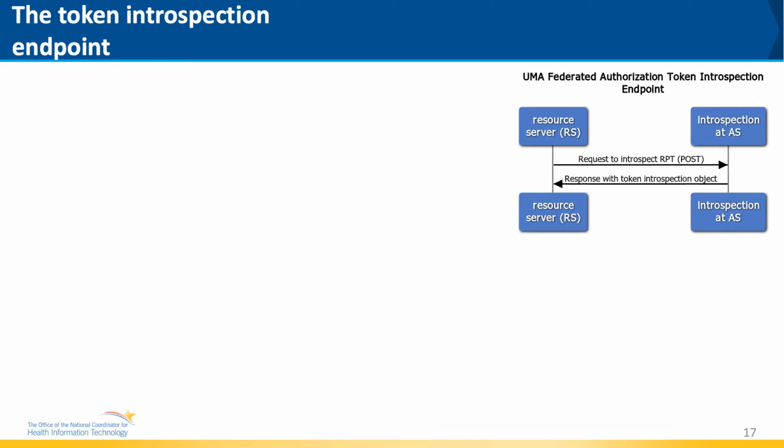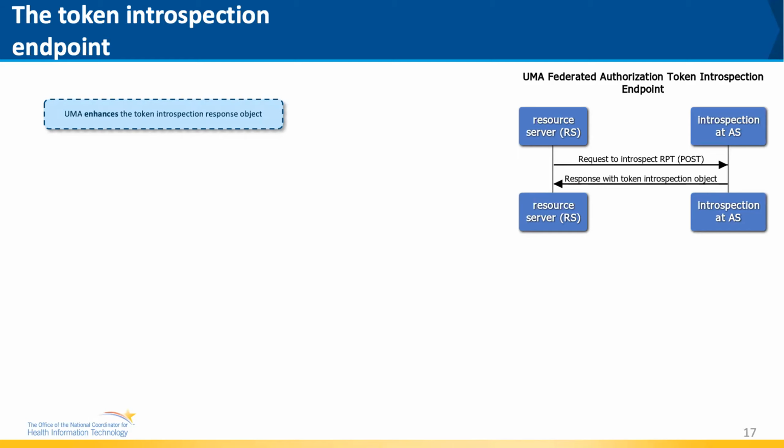The token introspection endpoint, let's say that we've got kind of a stateless model here, and the token doesn't really have anything in it. It's just an opaque string of some kind. So the resource server is in a position to need to go look up what's associated with the token.